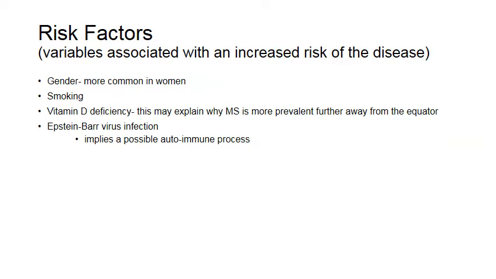Risk factors, variables associated with an increased risk of the disease. A lot of these I've already mentioned with the theory slide, but I'll go over it again. Gender, again, it is more common in women than in men. Smoking. People who smoke are at higher risk for MS. Vitamin D deficiency. This is the reason why there's a theory of why MS is more prevalent further away from the equator. Epstein-Barr virus infection. This implies that there is a possible autoimmune process.